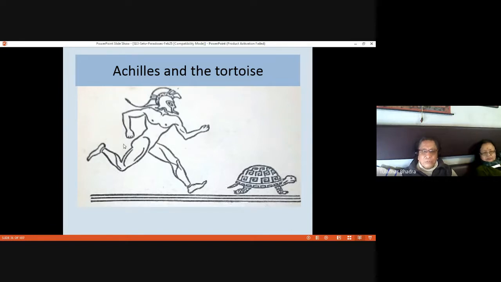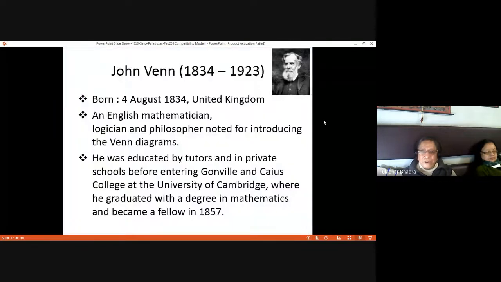So you can see the tortoise is here. Achilles, one of the first great warrior-athletes, could run very fast. So the tortoise is here, and Achilles is always behind the tortoise. He will never overtake this tortoise. That is what is meant by Achilles and the tortoise.